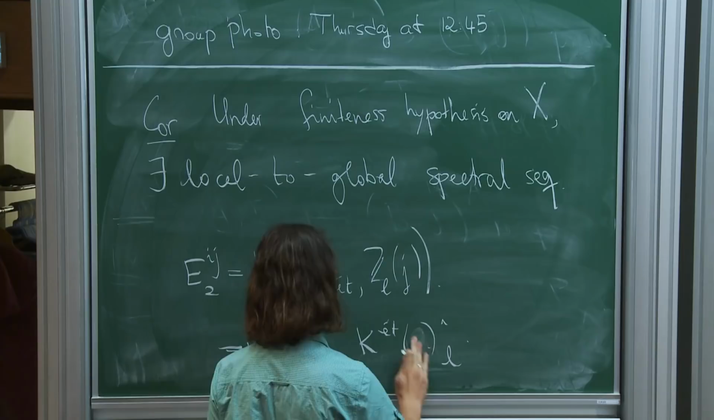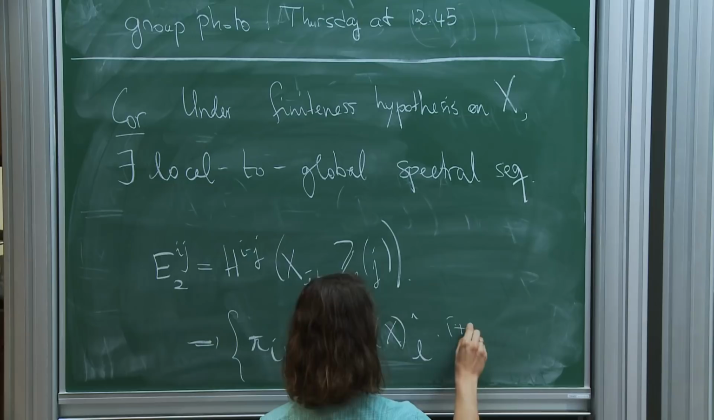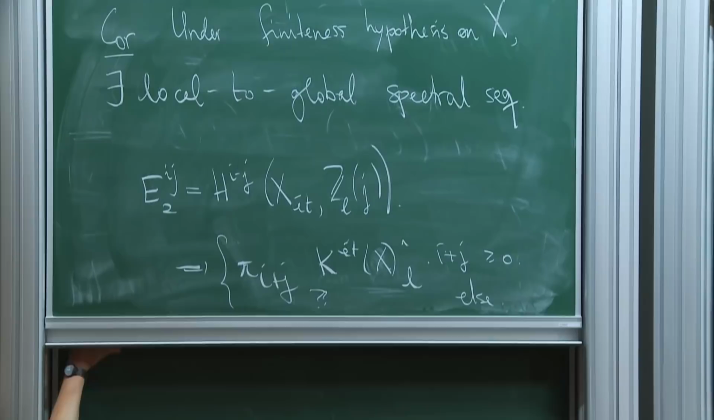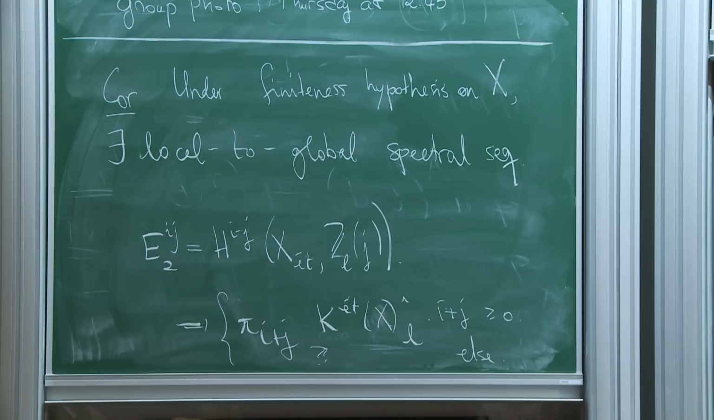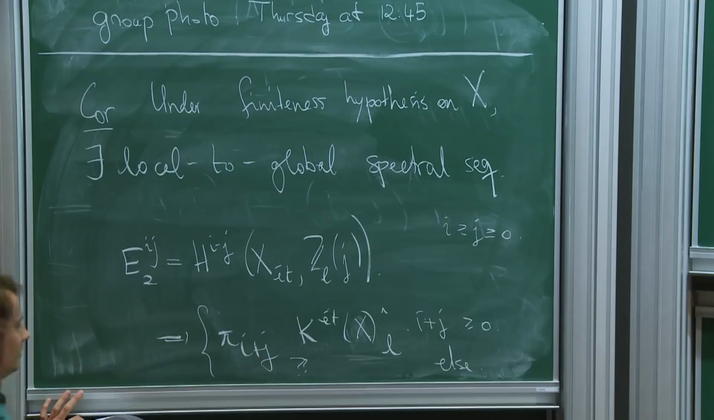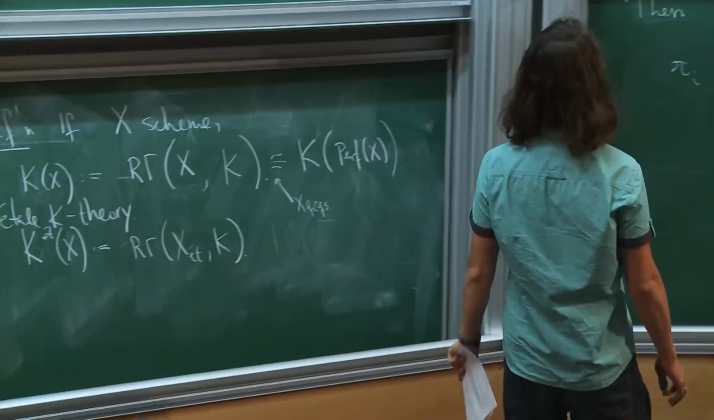You don't use the connective theory, so you have some hope you need to make sense. Right, so this is if i plus j is greater or equal to 0, and something funny else that I don't want to say anything about. You take j to be positive, so i is greater or equal to j is greater or equal to zero in this indexing. Excuse me, I'm stupid. Usually the inverted Bott element. So far I haven't inverted the Bott element. I will want to do this in a second.